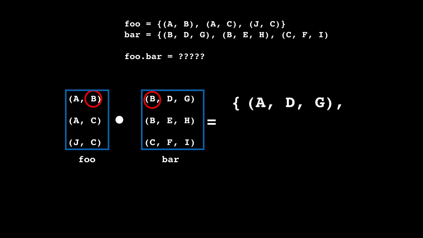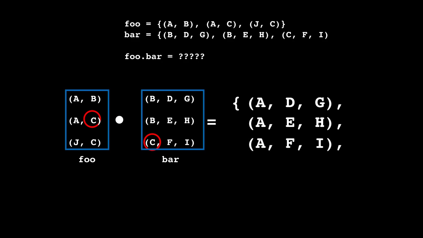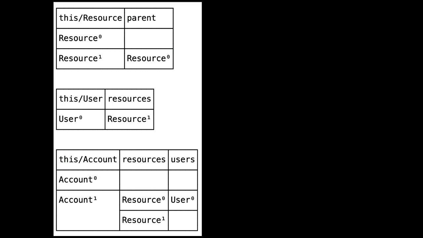So we start off with this. It gives us a new relation, ADG. We've tossed away the B. Does that B on the left match anything else in that first column on the right? Yeah, it matches this second row, so we get another one, AEH. That's all the B matches. How about this C? What does that match? Well, it matches the C over here, so we can do another join to give us AFI. And then what about this row here? Does its last element match any first elements on the right side? Yes, it does, so we get JFI. All right, so that's what the dot actually is in Alloy.